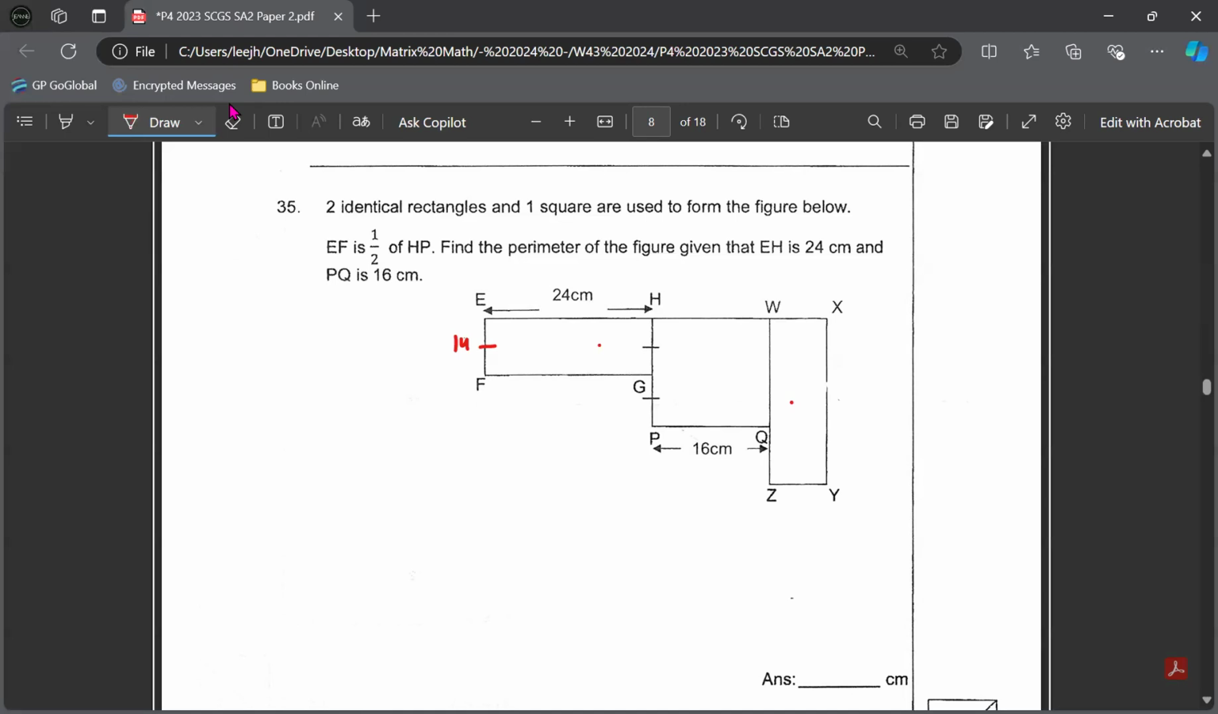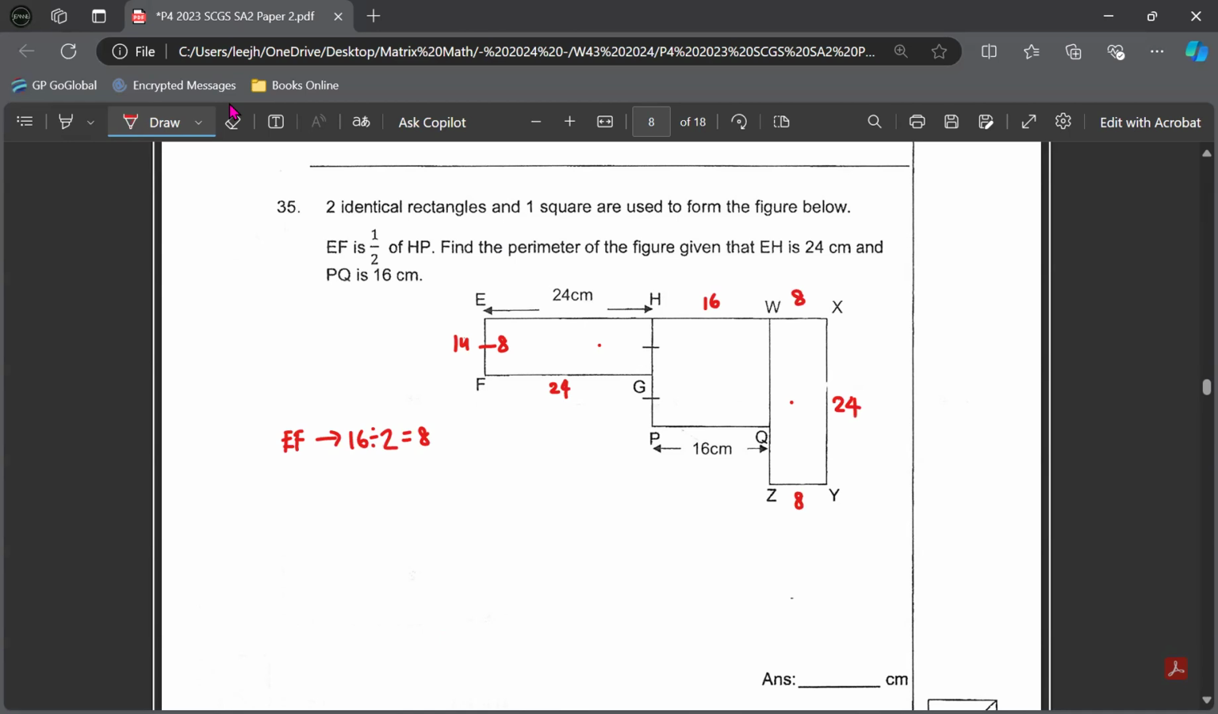So find the perimeter of the figure given that EH is 24 and PQ is 16. So this is 24, which means this is also 24. 16, this is 16 as well. You know that these two rectangles are same. So which means the length here 24, which means this is also 24. I have to find out what is EF. How to find? You just take 16, divide by 2, which is 8. So this is 8, which means that this is also 8.